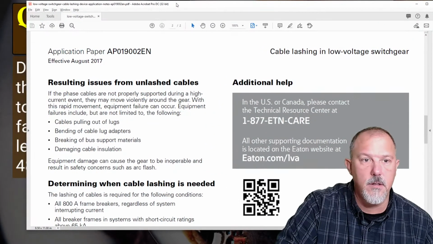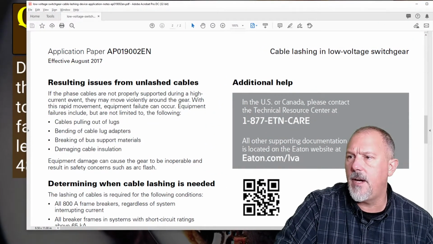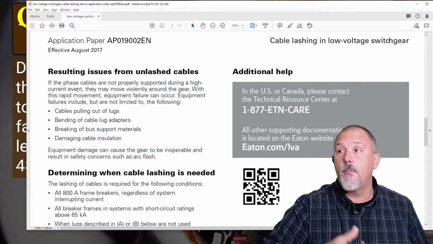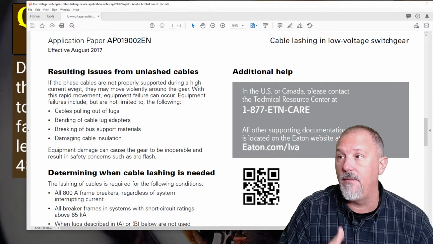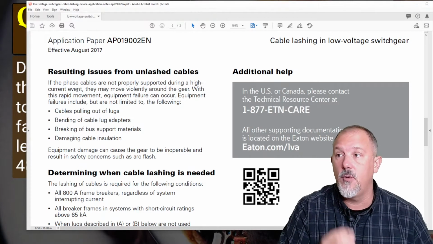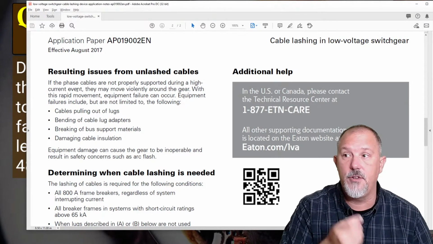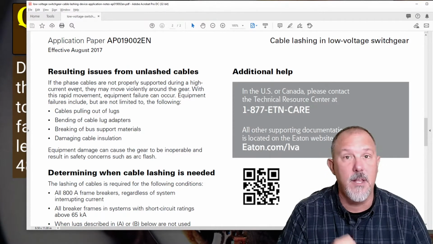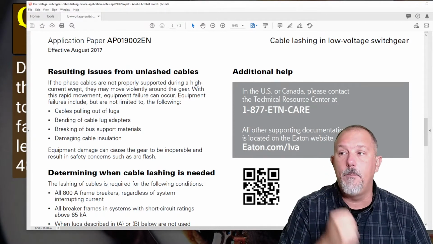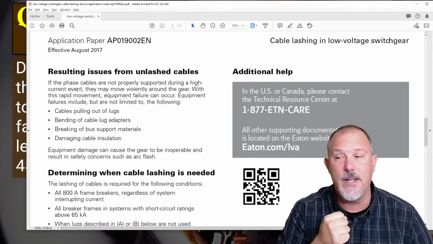Let's do this. Take a look. Resulting issues from unlatched cables. If the phase cables are not properly supported during a high current event, they may move violently around the gear. With this rapid movement, equipment failure can occur. Equipment failures include, but are not limited to, cables pulling out of their lugs, bending of cable lug adapters, breaking of the bus support materials, and damaging cable insulation.